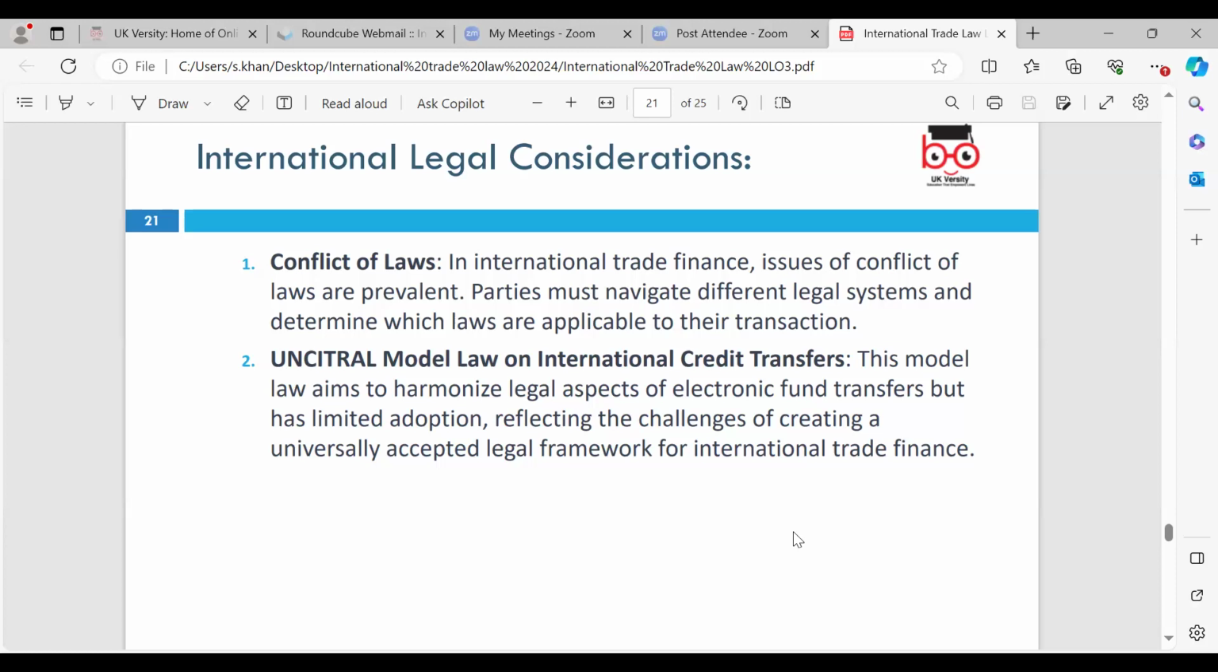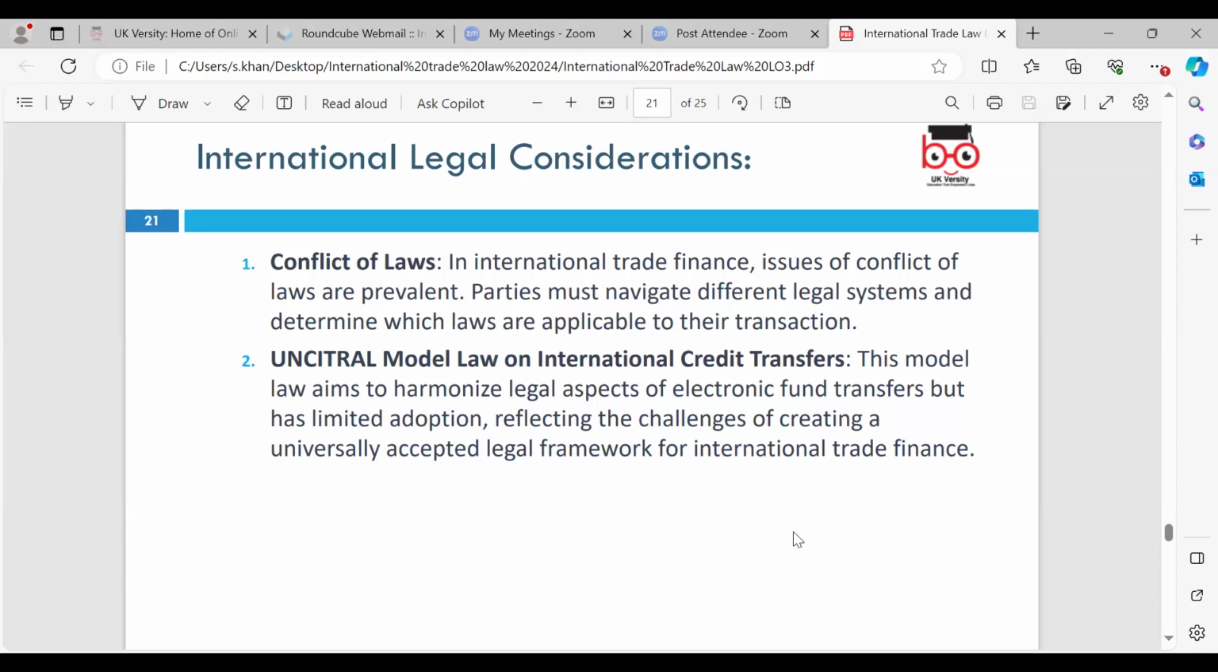So it's really important when you look at conflict of laws that you are able to determine which laws are applicable to the transactions that you are making, or if you have a contract in place, make sure that the laws are applicable to your contract.